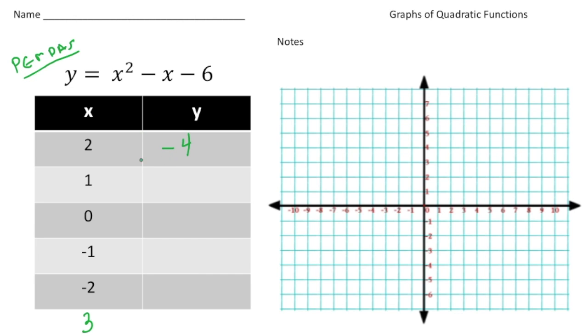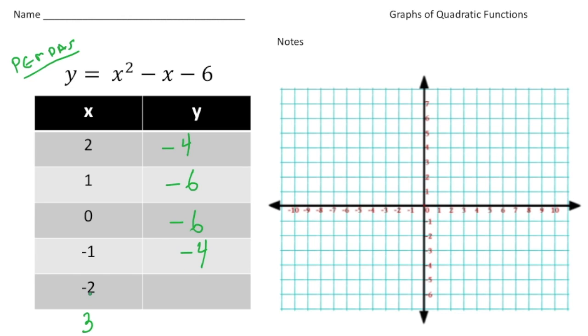When I plug in 1, we're going to get negative 6 for y. When I plug in 0, we're also going to get negative 6 for y. When I plug in negative 1, well, negative 1 squared is 1. And 1 minus a negative 1 is adding 1. That makes it a 2. And then 2 take away 6 gives you a negative 4.